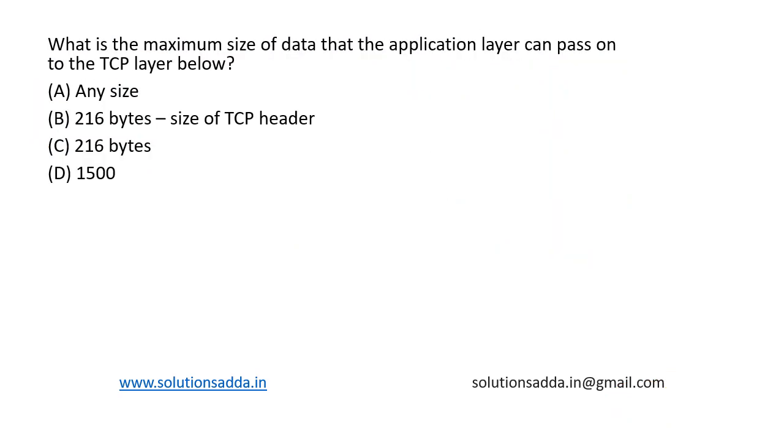This is a question from computer networks. What is the maximum size of the data that the application layer can pass on to the TCP layer below? So let's understand the size limits in each layer based on the ISO OSI architecture. In the data link layer and the physical layer, there is a limit of 1500 bytes.